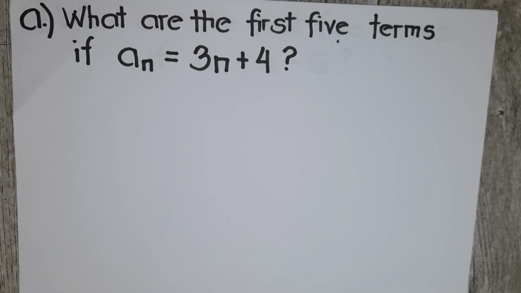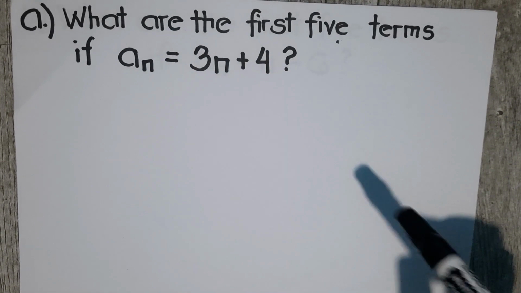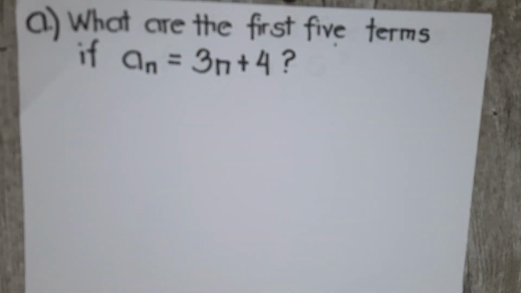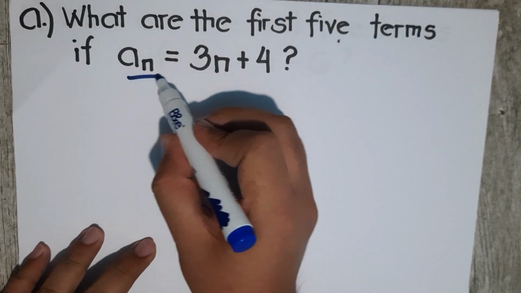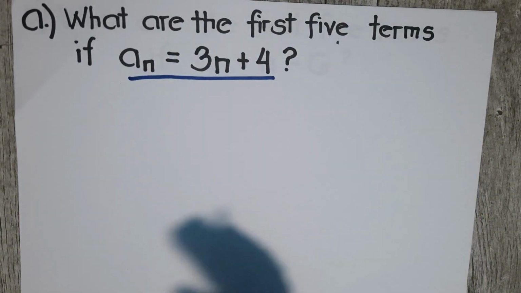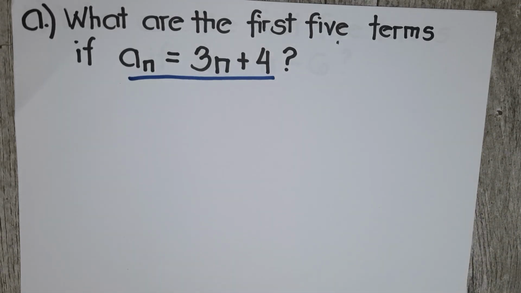So based on this given nth term, we can form an arithmetic sequence. But the instruction here is just to identify the first five terms based on this given nth term. Since it's the first five terms, we will solve it one by one from the first to the fifth term so that we'll have our answer. We'll start with our first term.